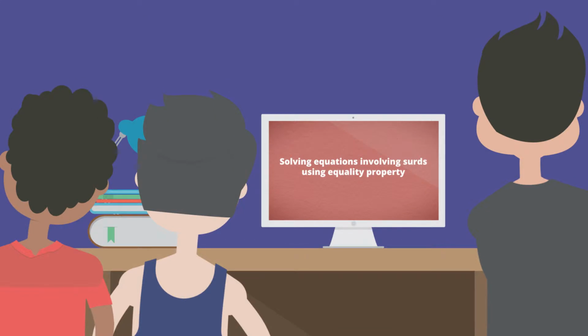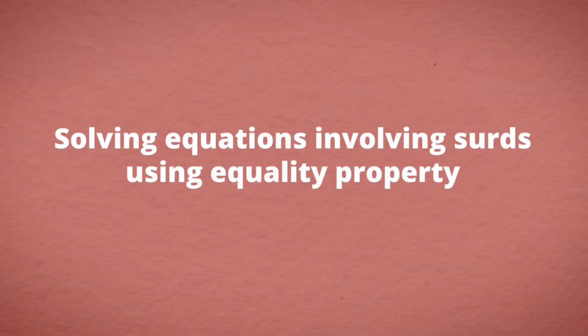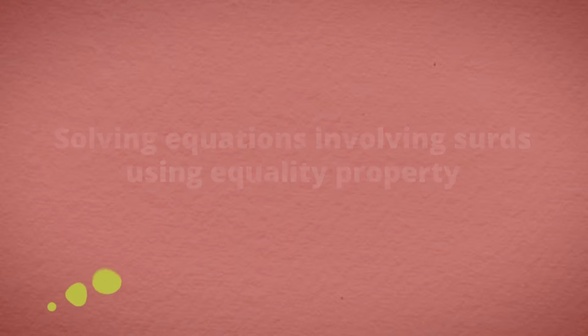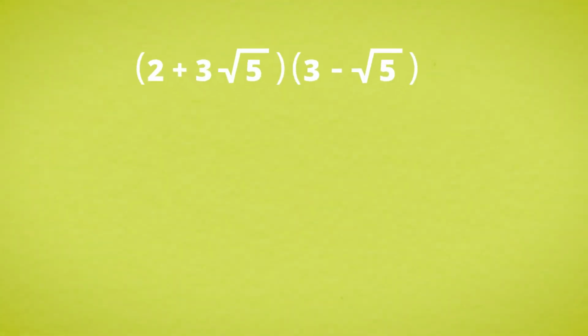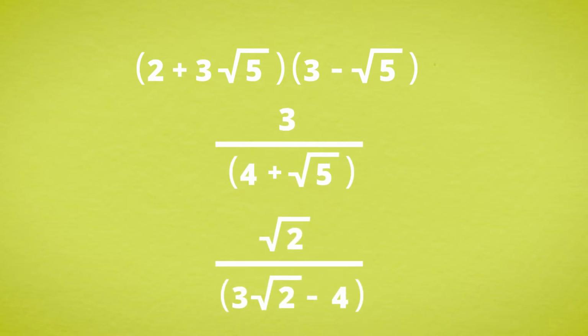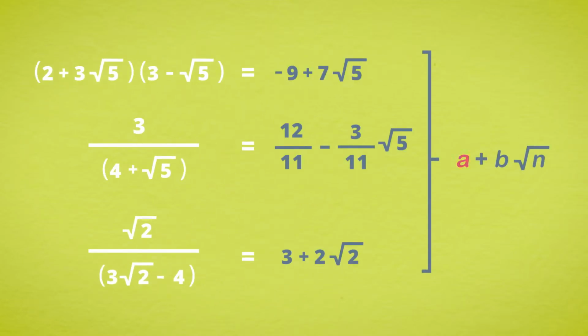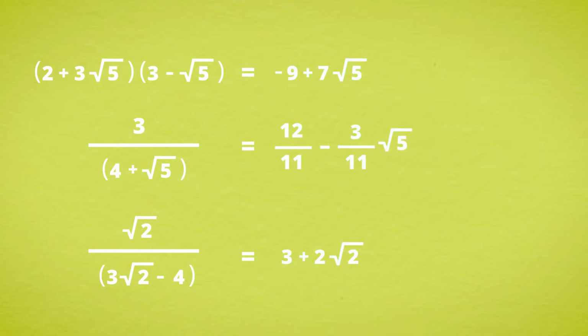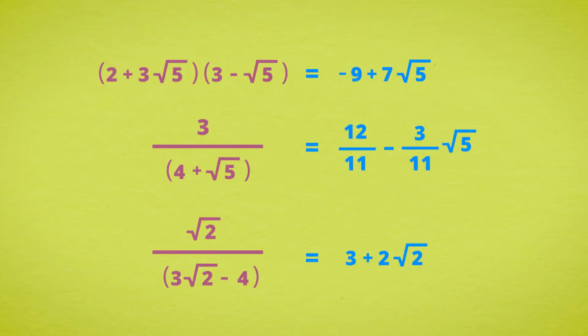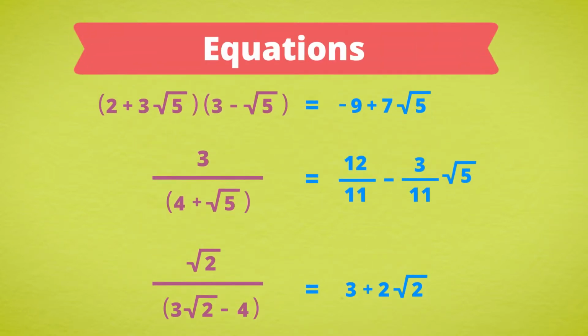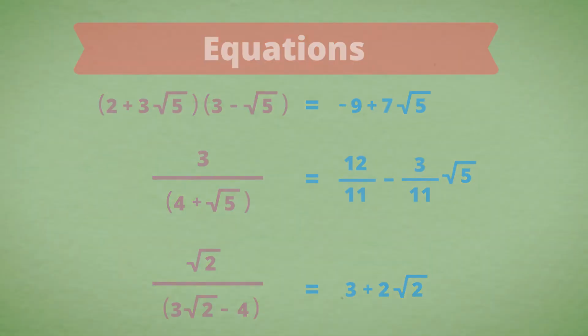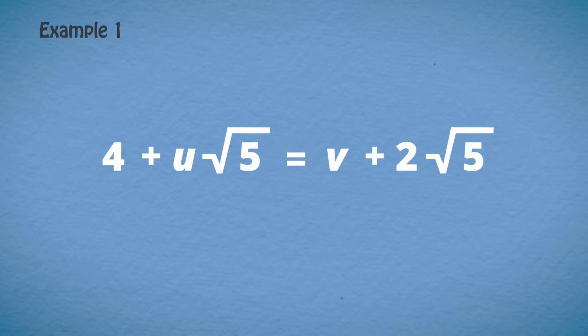In this video, we shall learn how to solve equations involving surds using equality property. Before we do that, can you recall that we can simplify expressions like this to this form, where a and b are rational numbers and square root of n is a surd? Note that when we put the two expressions together, they are equations with the left-hand side equal to the right-hand side. So, let's first look at an equation like this.